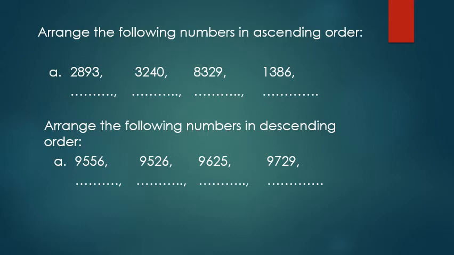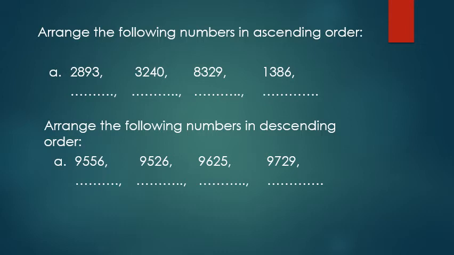In second question, arrange the following numbers in descending order. It means greatest number will come first and after that smaller, smaller and smallest. So can you find which number is greatest? You can see at thousand place 9 is given. So you have to compare 100 place digit, that is 5, 5, 6 and 7. So 7 is greatest. So 9729 is the greatest number.